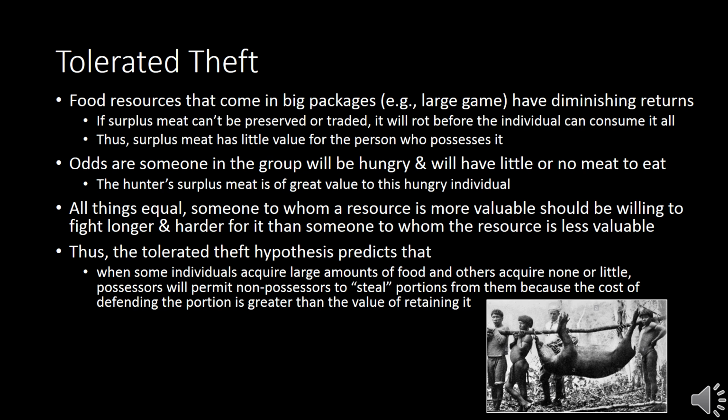We now turn to the tolerated theft hypothesis. As we just saw, food resources that come in big packages, such as large game, have diminishing returns. If the surplus meat can't be preserved or traded, it will begin to rot before the individual can consume all of it.